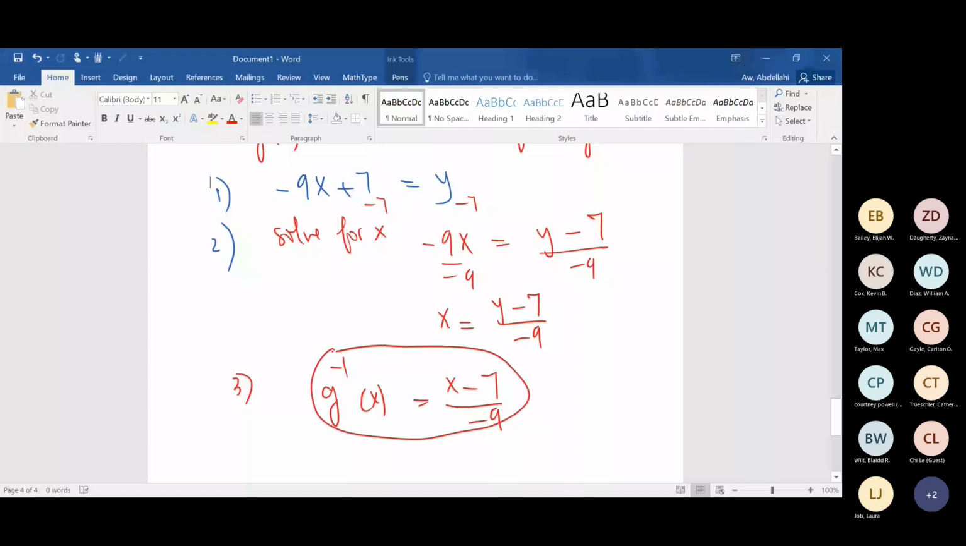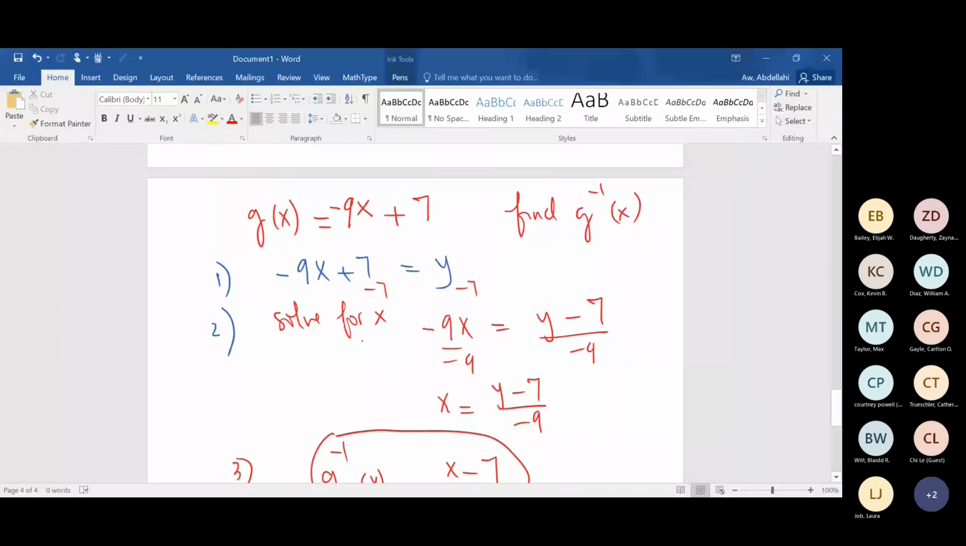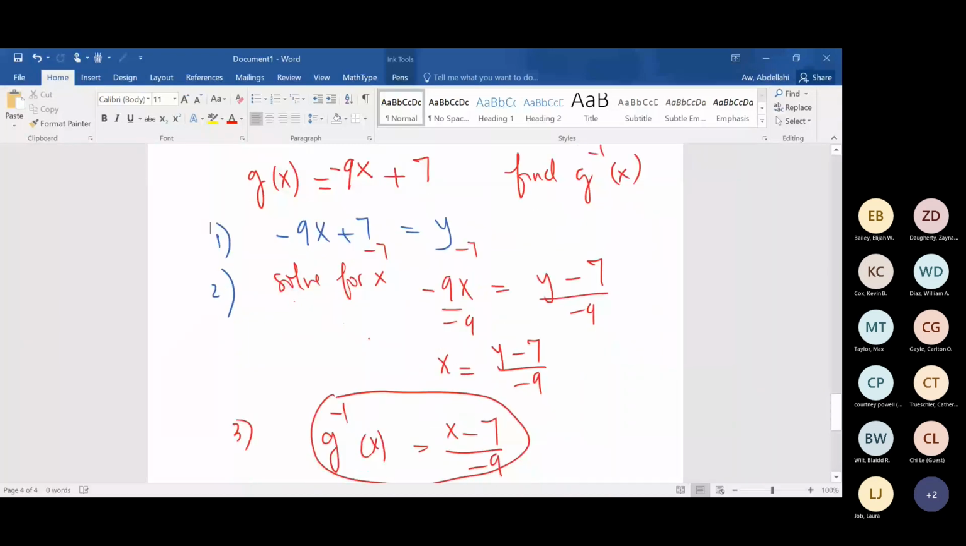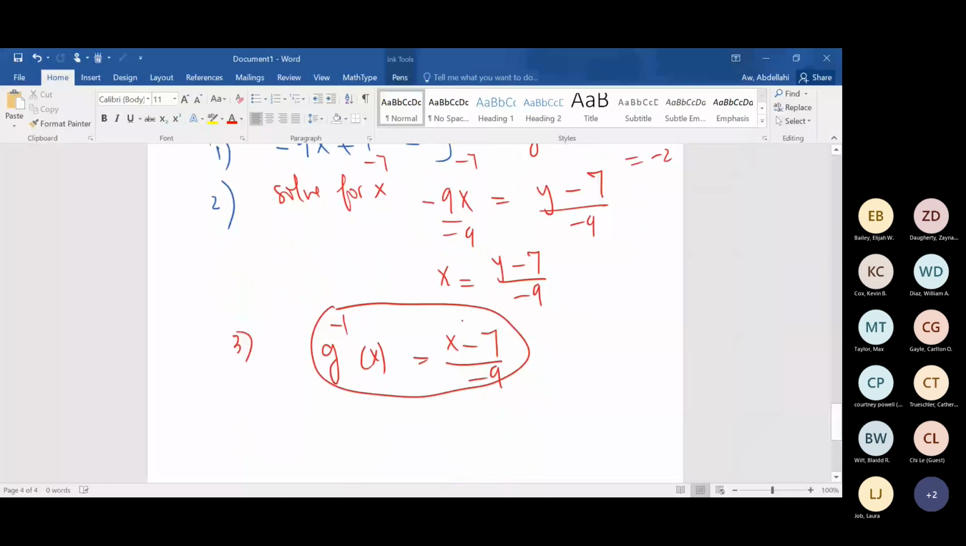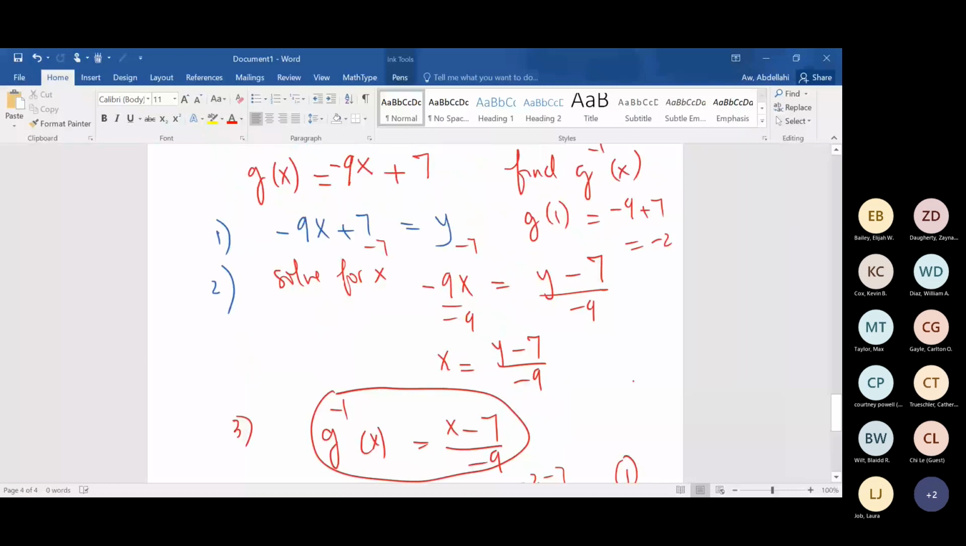That is the inverse function. Now, if you want to check my answer, g of 1 here is negative 9 plus 7, which is negative 2. What is g minus 1 of negative 2? Let's plug in negative 2 here. Negative 2 minus 7 divided by negative 9 is exactly 1. You see? This is exactly the inverse.